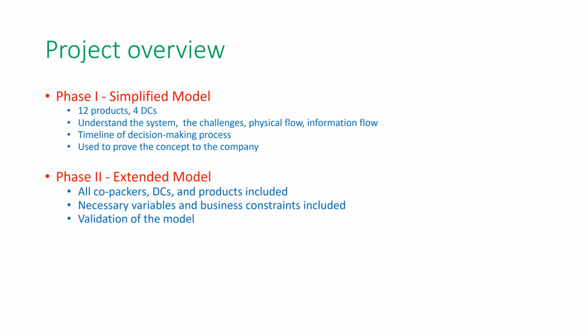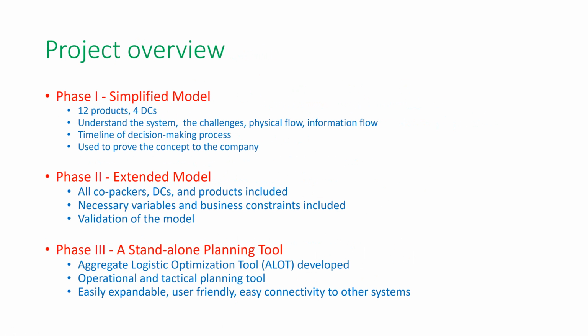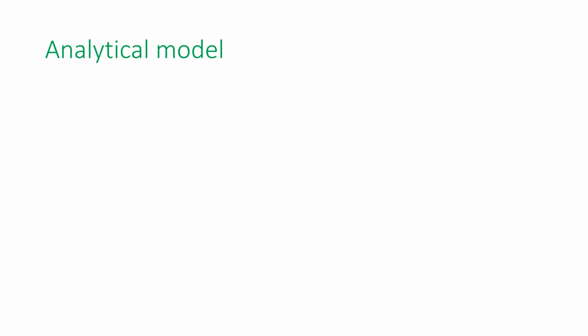And we also validate the model in this thing. I'll talk about it a little bit later. And in the third stage, we developed a tool. We call it ALOT, so it's AGA-grade logistics optimization tool. It was an operational and tactical planning tool, and it was built in Excel, so it was easy to use. Everybody knew how to use it, and it connects with the systems very easily.